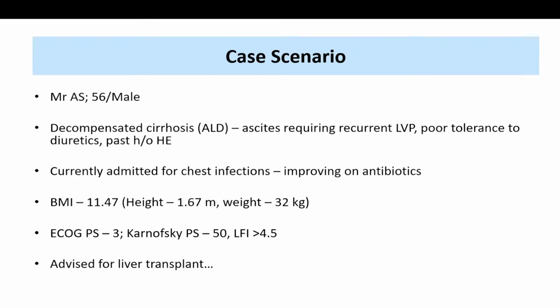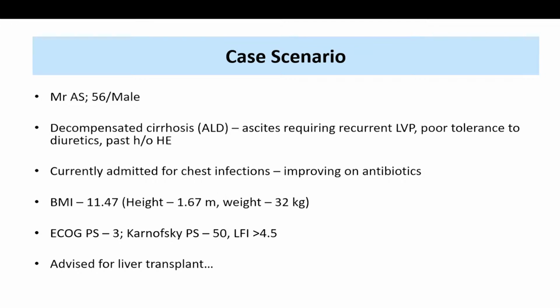Now, just to give a start to this discussion, this is a patient whom I was seeing two to three months back in our hospital at Max, a 56-year-old male who had decompensated alcoholic liver disease, had ascites, was requiring recurrent large volume paracentesis, and was not responding to diuretics so well, what we call diuretic refractory ascites, had a history of encephalopathy, and clinically, obviously, he would need a liver transplant because of advanced liver disease.